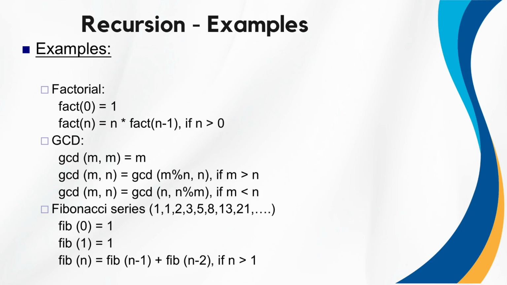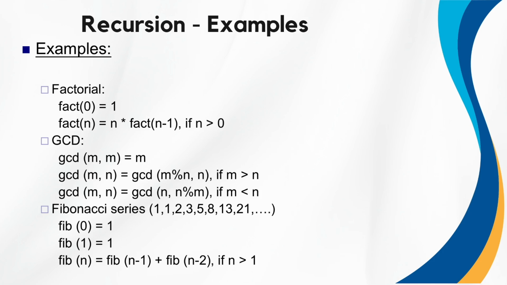The second example you see here is the computation of the GCD of two numbers. When we want to find the GCD of two numbers, if both the numbers are the same, then the GCD is going to be that same number. If m and n are two different numbers, we find m mod n, and if m is greater than n, we compute the GCD of m mod n and n, and if m is less than n, we compute the GCD of n and n mod m. So here we have a stopping criterion, as well as the ability to express it in terms of smaller steps.